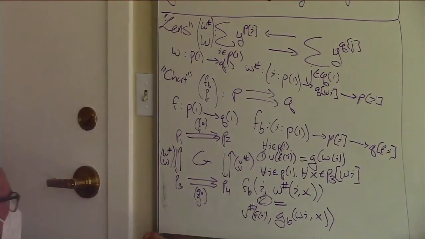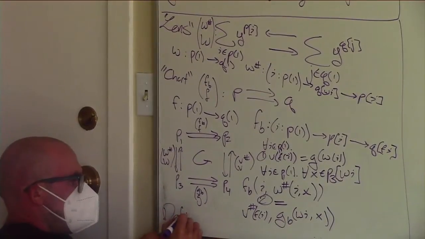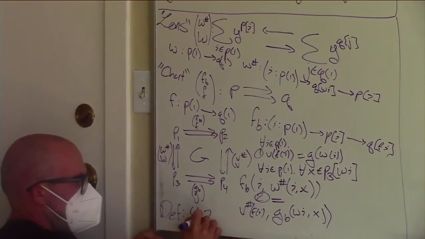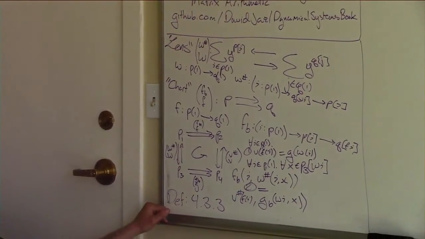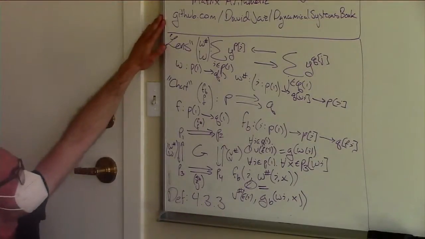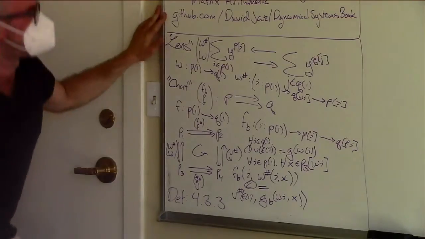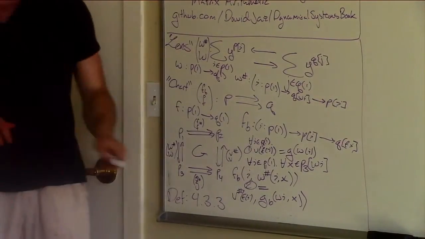And I should say this, if you're looking to follow along in the book, and you want to just have these equalities there the whole time, this appears in definition 4.3.3 of my book, which you can find at this GitHub. And it should compile this time, hopefully.